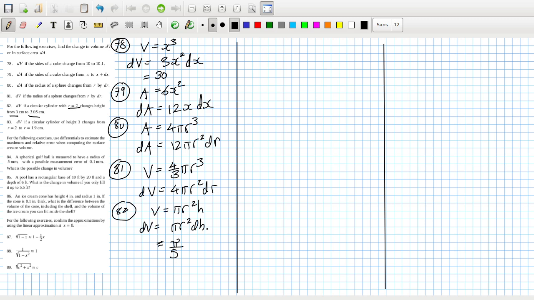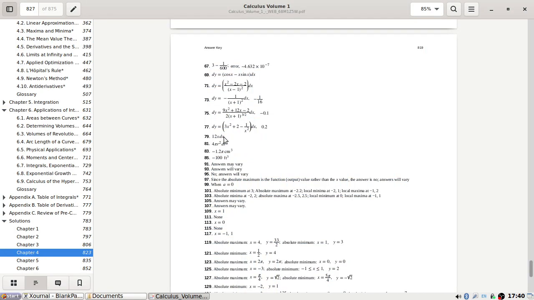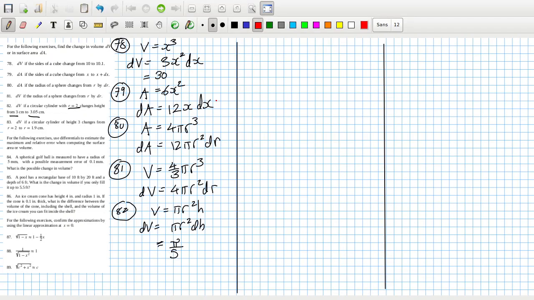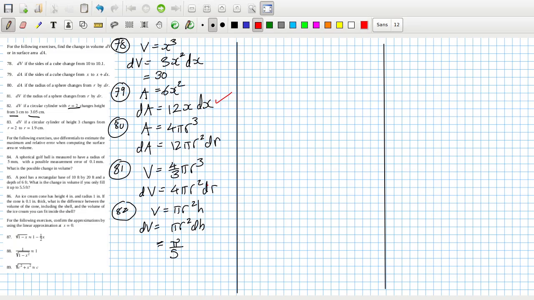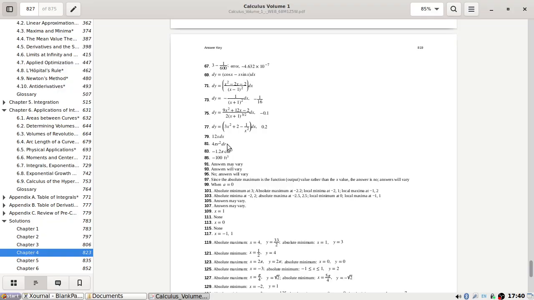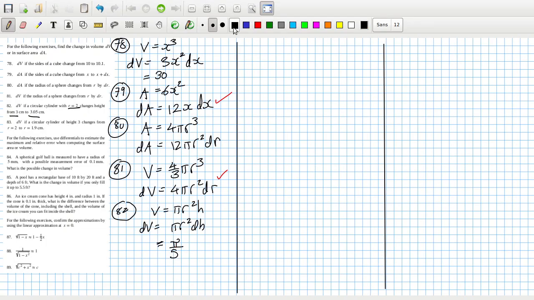Okay, so let's check those answers if we can. 79, 12x dx. 81, 4 pi r squared dr. Okay. Now, for the following exercise, use differentials to estimate the maximum and relative error when computing the surface area or volume.